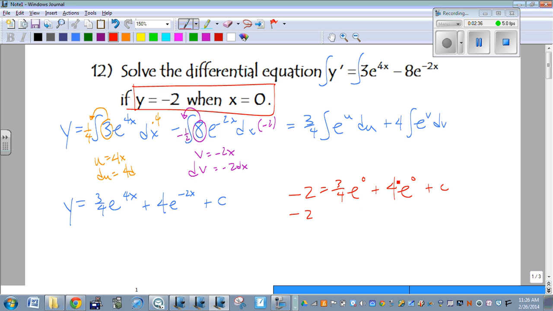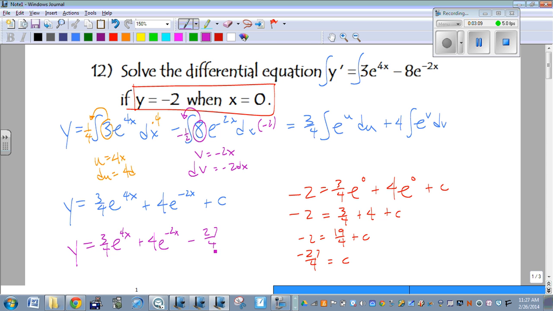So e to the 0 is just going to be 1. We have negative 2 equals 3/4 plus 4 plus c. So 4 is the same as 16/4, so we have 19/4 plus c. Subtract that 19/4 over, we get negative 27/4. So now we can write our final answer. Y equals 3/4 e to the 4x plus 4 times e to the negative 2x minus 27/4.